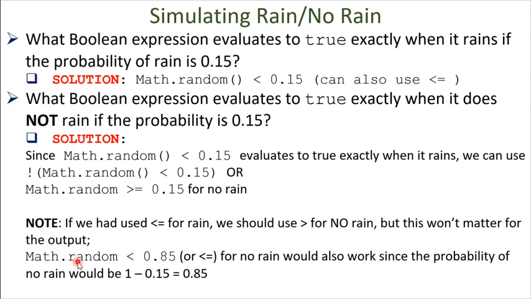So another way you could have actually simulated this was, again, putting the 2 parentheses here, math.random is less than 0.85 or less than or equal to 0.85, because the probability of no rain would be 1 minus the probability of rain, which would be 0.85. So regardless of how you do it, all of these answers would be correct.